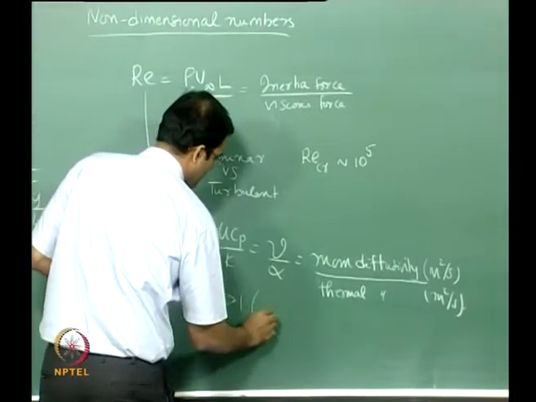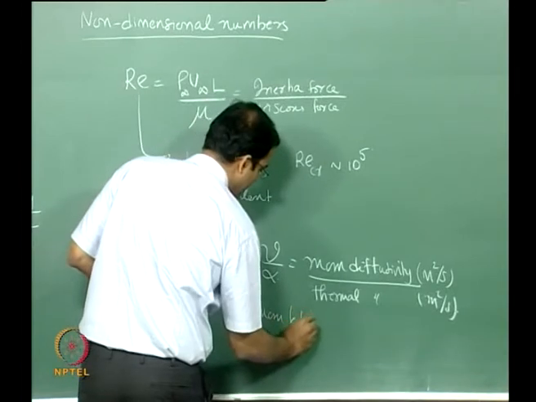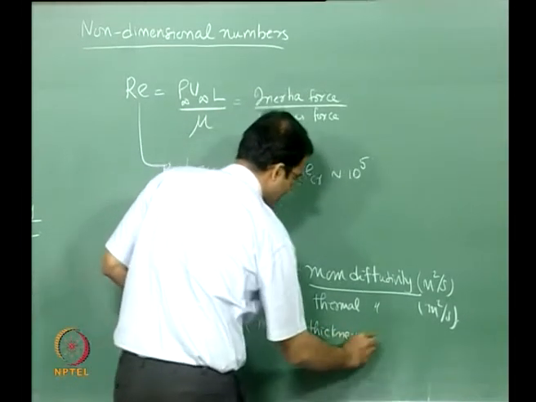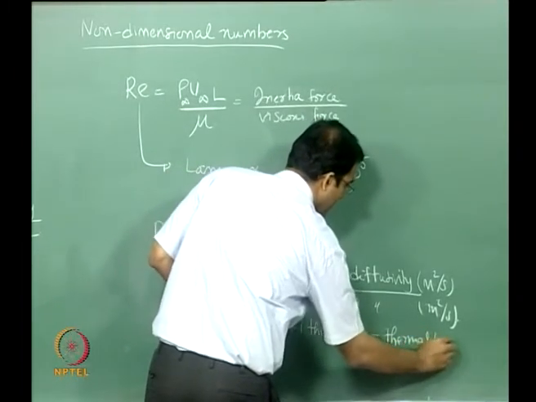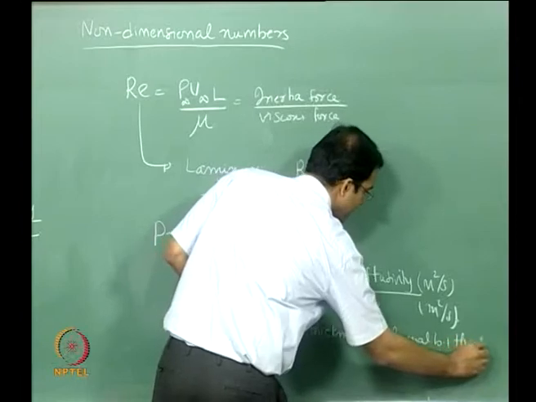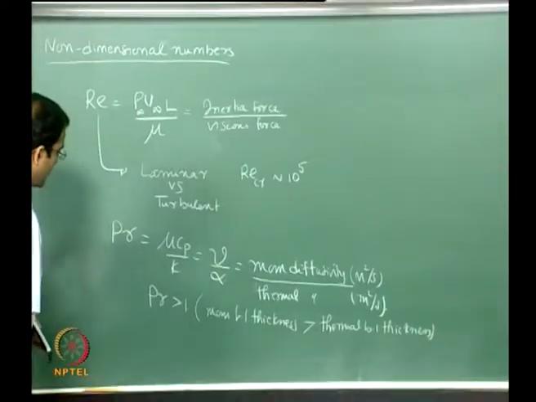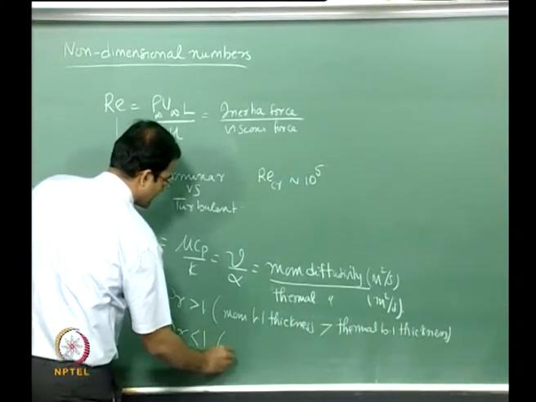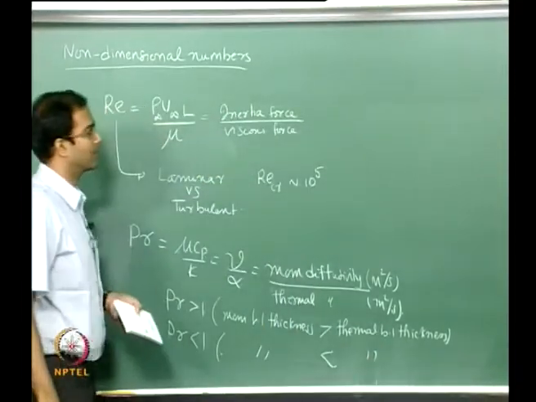signifies that your momentum diffusivity, or momentum boundary layer thickness, which is related to the diffusivity, has to be greater than your thermal boundary layer thickness. And of course vice versa, if you are looking at smaller Prandtl numbers, your momentum boundary layer thickness should be less than the thermal boundary layer thickness.